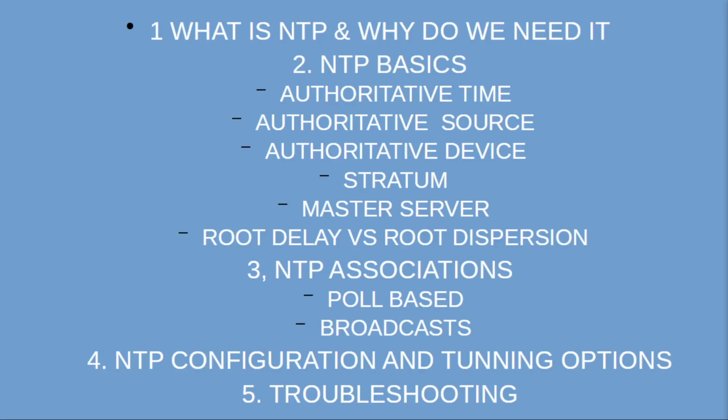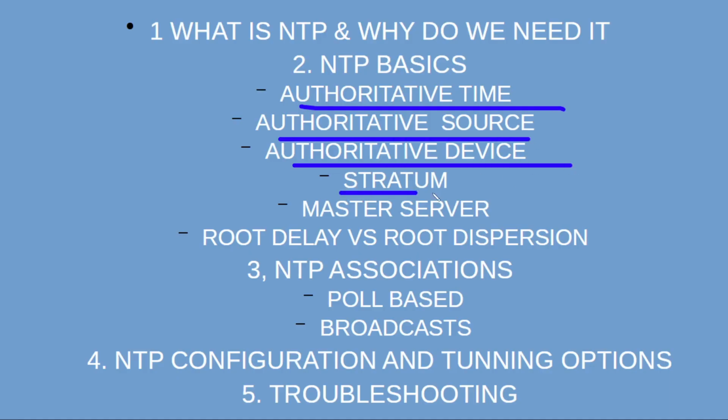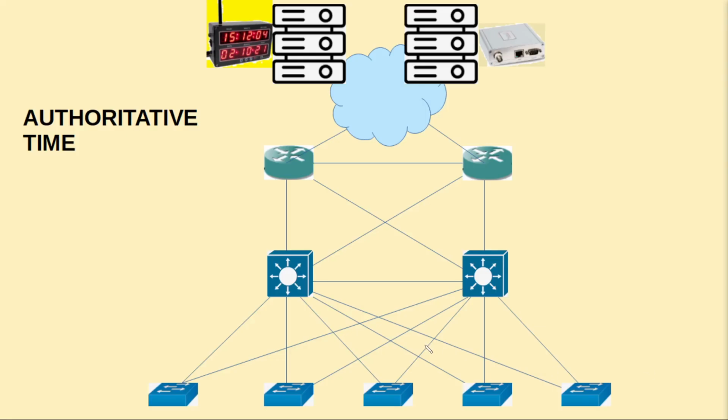This is the second session for NTP. We are going to talk about some NTP basic definitions: authoritative time, authoritative source, authoritative device, stratum, master server, root delay, and root dispersion. Let's talk first about the authoritative time.